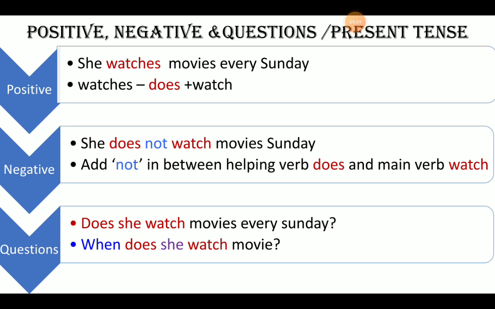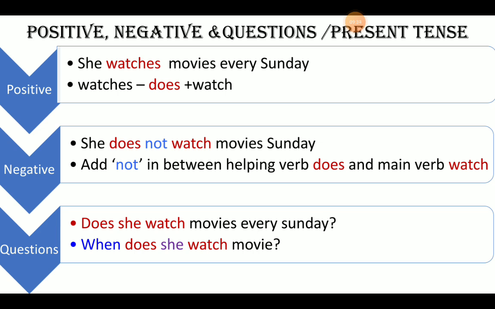So where do we have to add not for a negative sentence? Between the helping verb and the main verb. It is very simple. So does plus watch. You have to split it as does plus watch. And between the helping verb does and the main verb watch, you have to add the not form for representing a negative sentence. That's all about it.